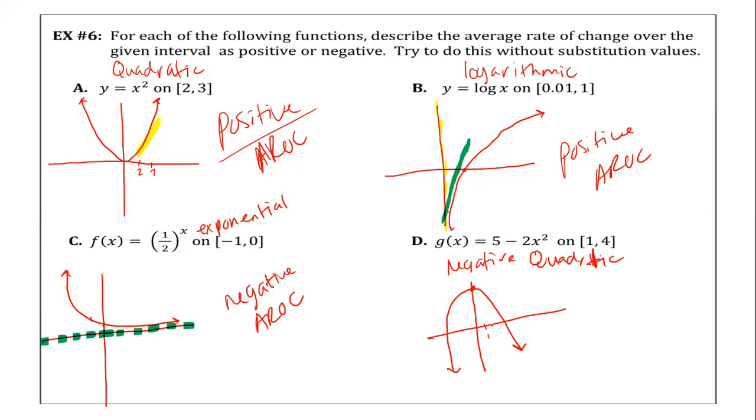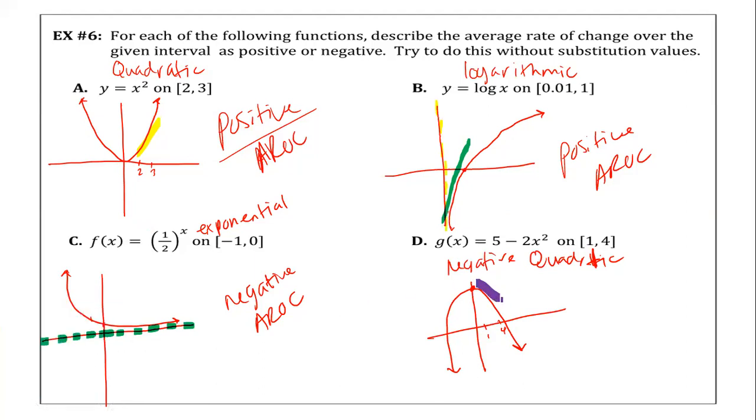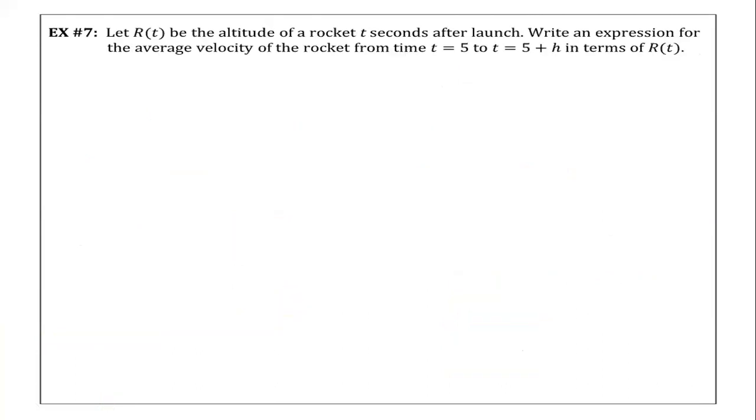All right, so here from 1 to 4, regardless, what's happening? It's declining, right? So I would have a negative AROC. How do we feel about graphically identifying negative and positive average rate of change? Good? Doable? All right, moving on.